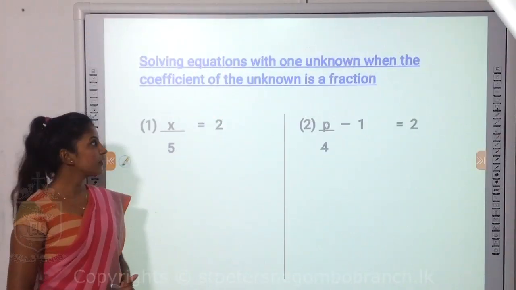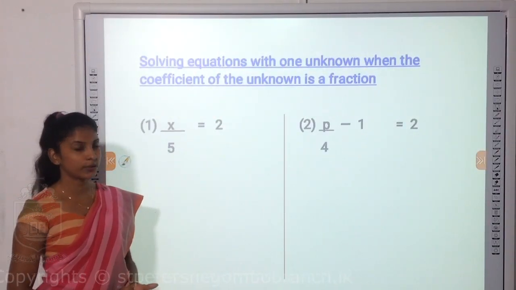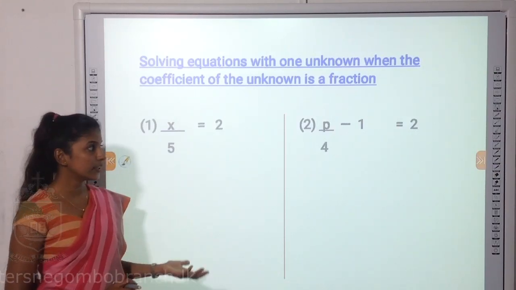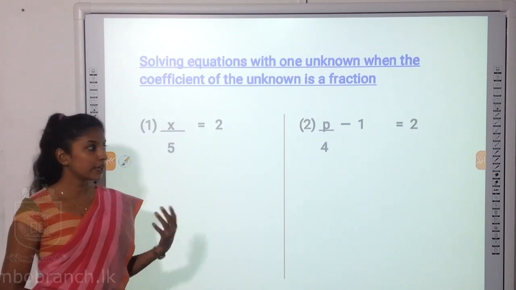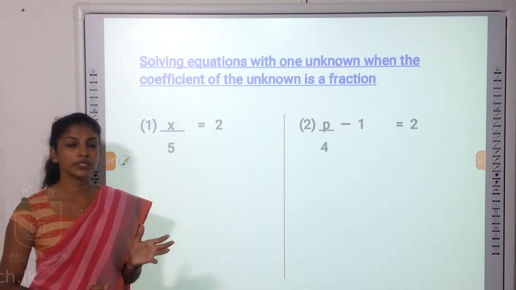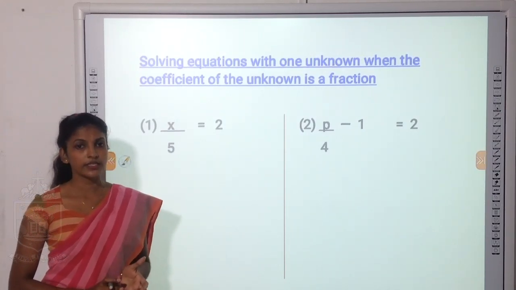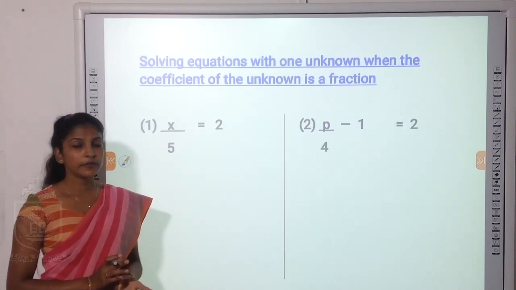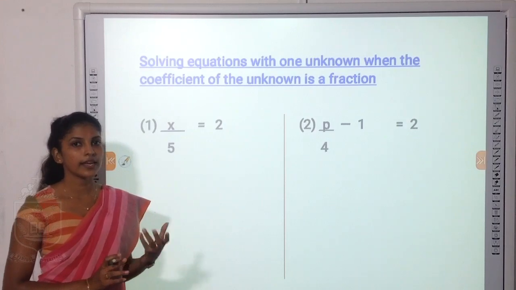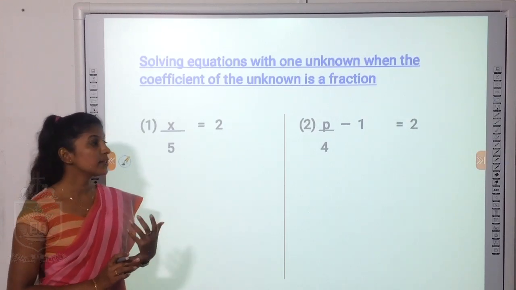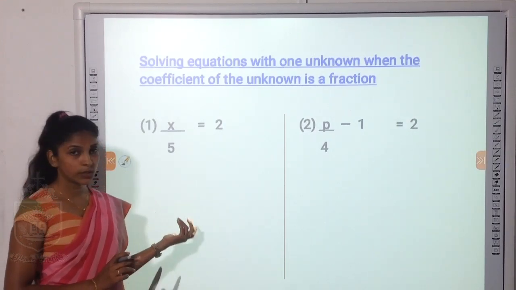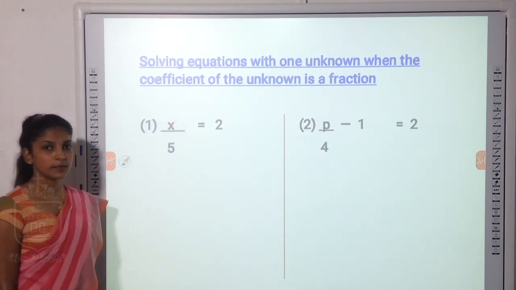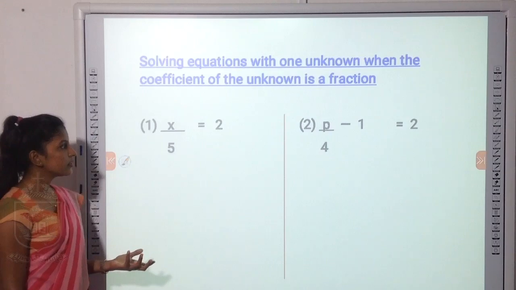Okay, let's move to solving equations with one unknown when the coefficient of the unknown is a fraction. So in these types you all can see fractions are linked with the equation. Earlier we had only simple equations. In grade 8 you are going to learn simplifying equations containing brackets as well as fractions. So let's first of all simplify equations containing fractions. We'll see how we can simplify these types of equations. That is also very simple.